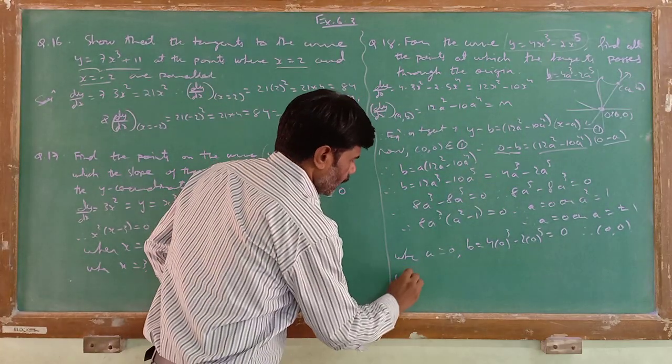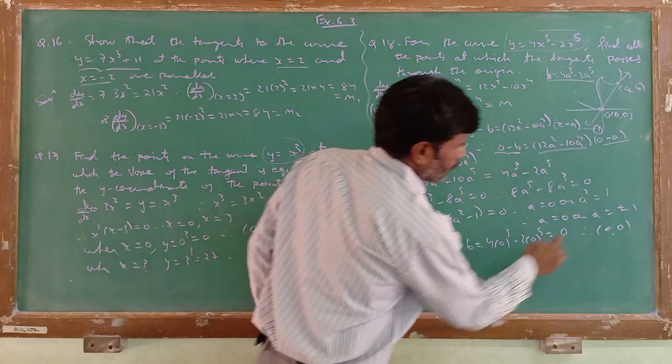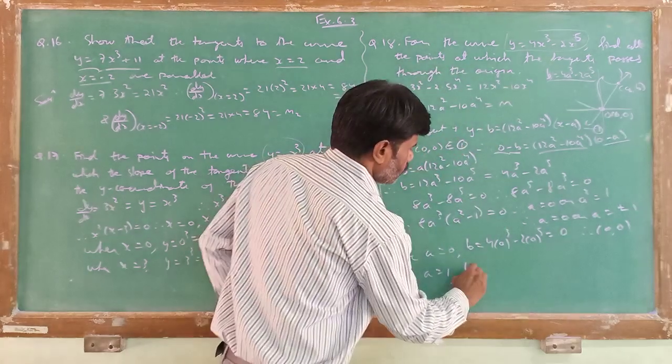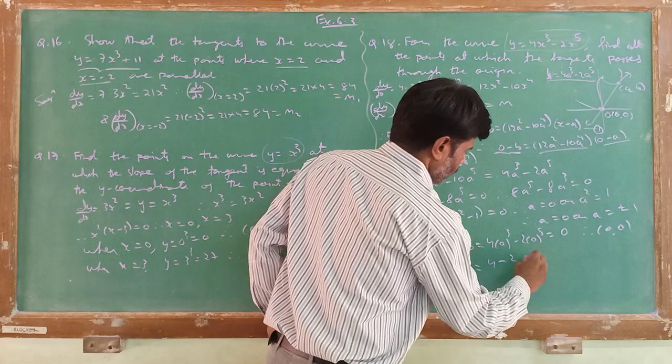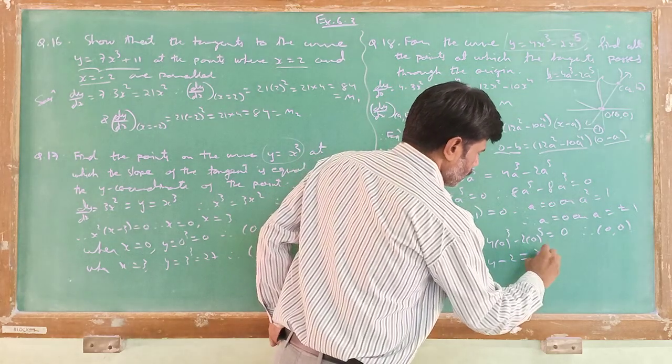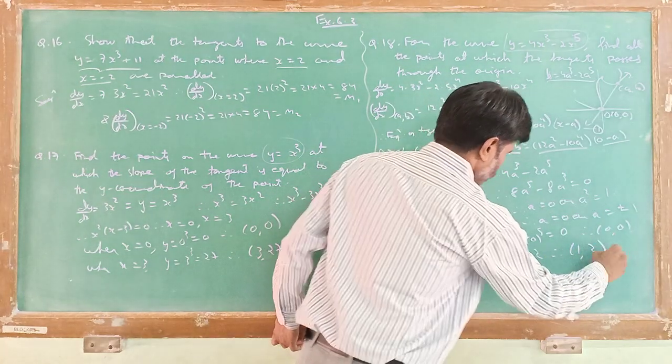Okay, second, when a is equal to 1, b is equal to how much? You can say 4 into 1 cube, 4, minus 2 into 1 raised to 5, will be equal to 4 minus 2, that is 2. So therefore another point I am getting (1, 2).